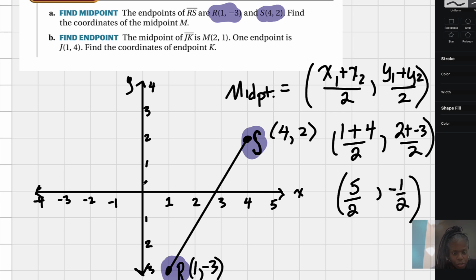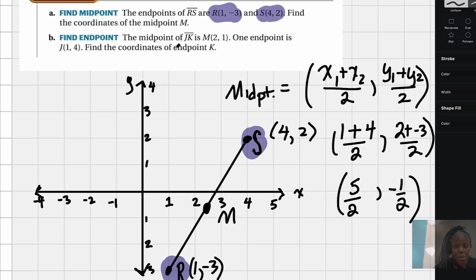So if I go to 2.5, so here's 2 and here's a half, and then I go down a half, I'm right here at the midpoint. Does that make sense? That's exactly what we were told. We didn't have to draw the picture, but it did help to have it. Let's do this next one. We're going to do JK, and we're going to figure out what the endpoint is.